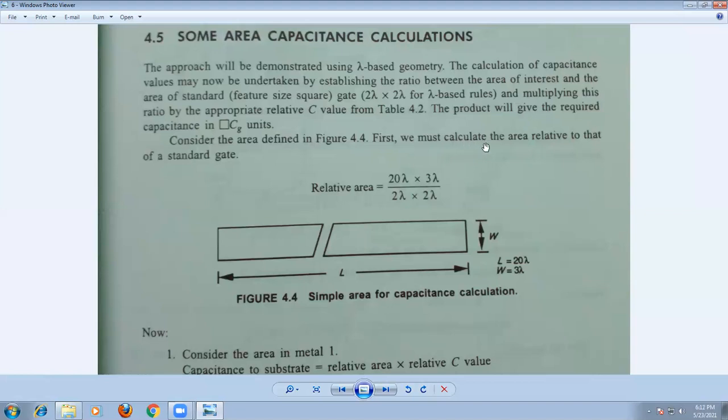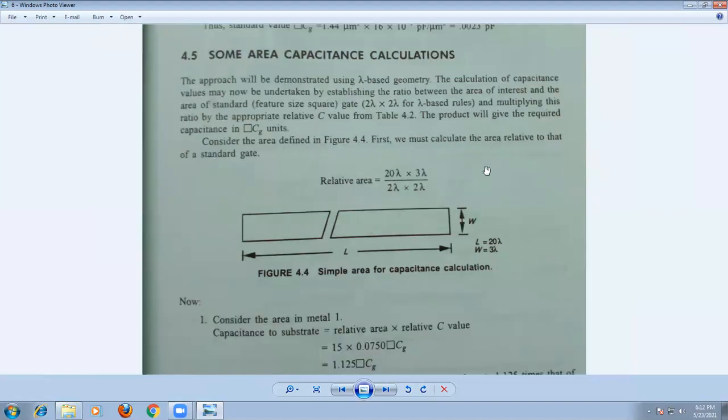Now let's see how to calculate this area, that is, the standard unit value. What is the 1 square CZ for this layer? What is the capacitance value in square CZ? We'll discuss that now. Let us assume that we have a layer like this. You can define the layer, and assume that this layer is not specified.